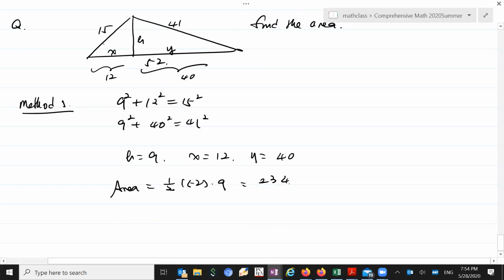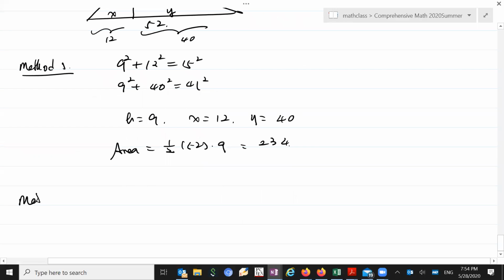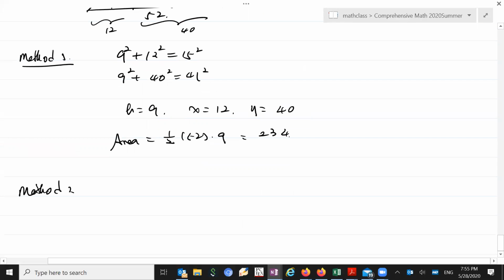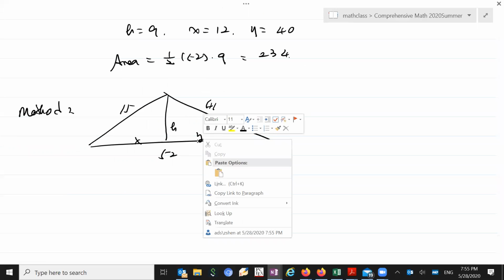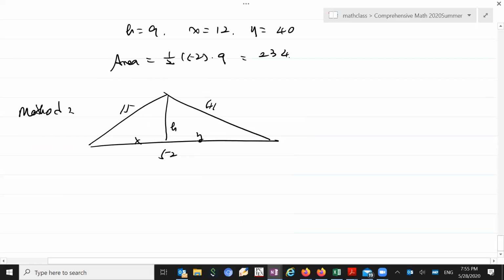Suppose you don't know this fact. Let's draw the picture. You still use a standard method, 41, 52, right? So you try to find the height. Because you don't know the height, you cannot find the area. So this is x and y. Then apply the Pythagorean theorem, because x plus y equals 52.